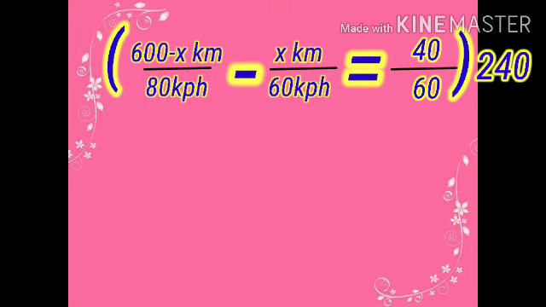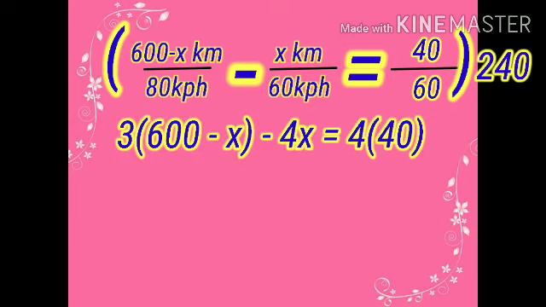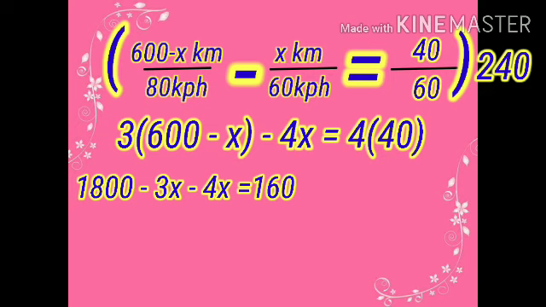Multiply both sides by 240. 240 divided by 80 is 3, so 3 times (600 minus x), minus 240 over 60 is 4, so 4 times x, is equal to 4 times 40. 3 times 600 is equal to 1,800, and 3 times negative x is equal to negative 3x, minus 4x is equal to 4 times 40.